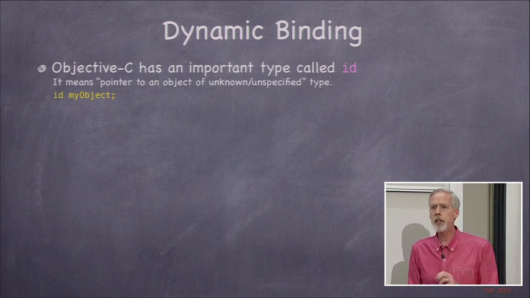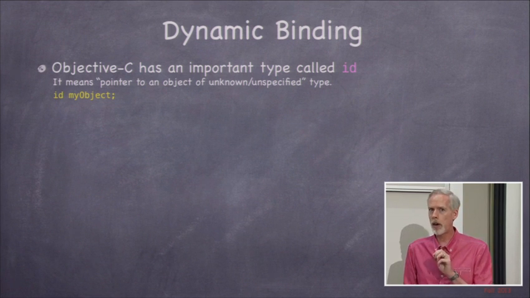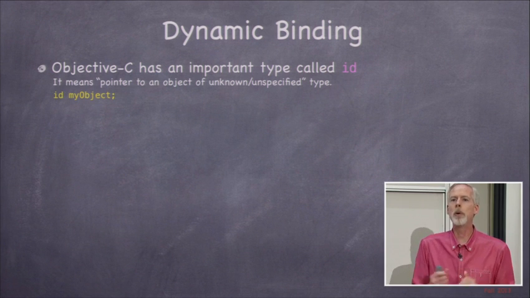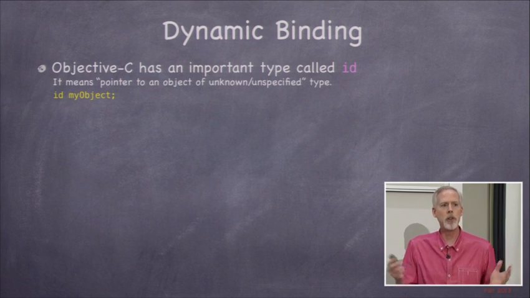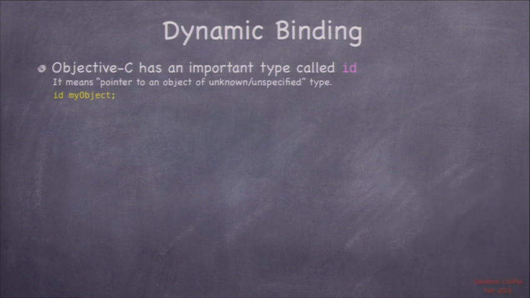So id means pointer. id is a pointer, so we don't use id star. id is a pointer. It means a pointer to an object where I don't know its class, okay, of unknown type or unspecified type. Okay, so it's just a pointer to an object. I do not know anything about that object.